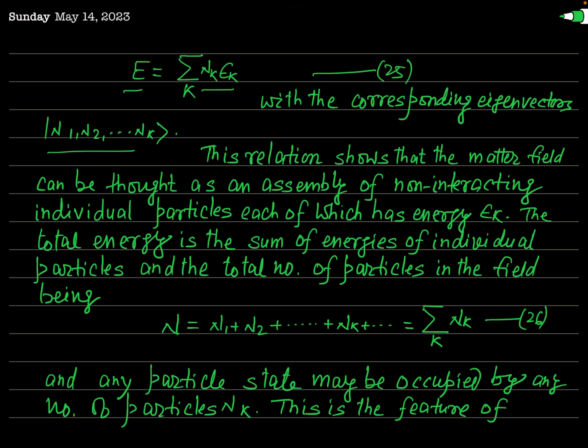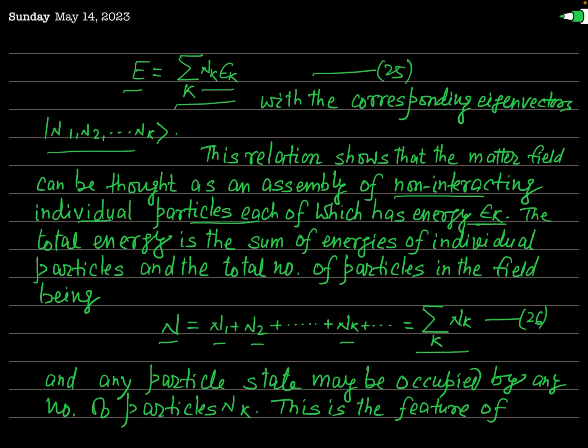Actually this result shows that the matter field can be thought of as an assembly of non-interacting individual particles, each of which has energy epsilon_k, and this RHS represents the sum of the energy of all the particles. The total number of particles in this system can be written as n1 plus n2 plus so on, n_k and so on, and that can be written in brief as summation over k n_k.